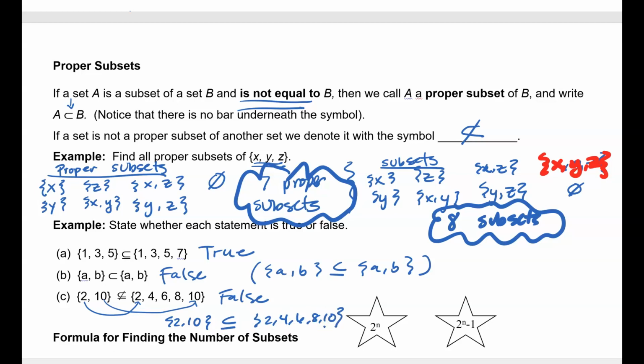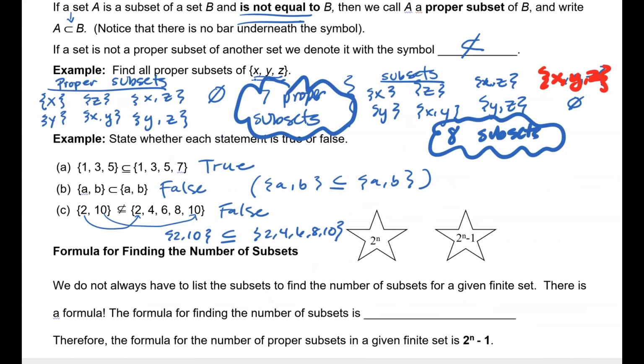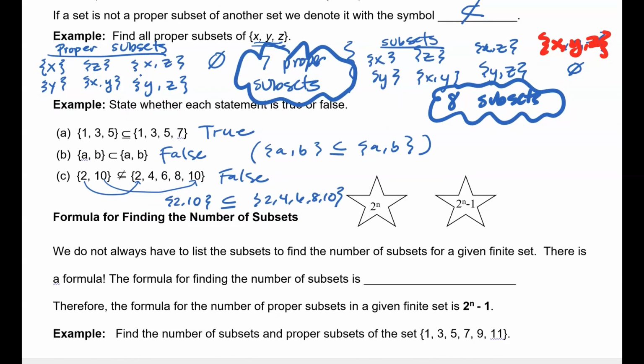Okay. So if you're wondering, like above, I know you may have noticed that with the 7 proper subsets versus the 8 subsets that they differ by 1. There's actually a formula for finding the number of subsets, and it can be handy if you don't want to list them all out because it can get pretty time consuming, especially if you have a set with a lot of elements.